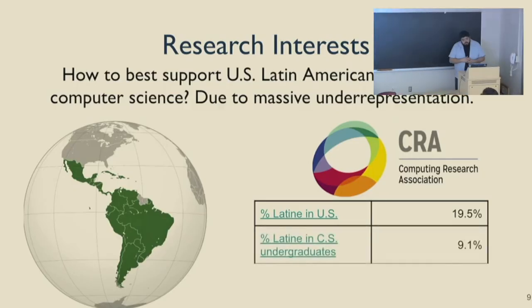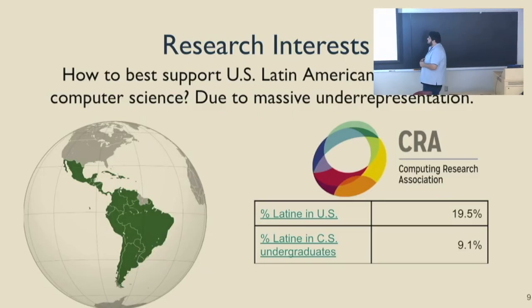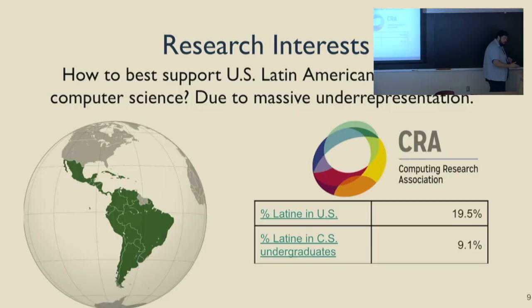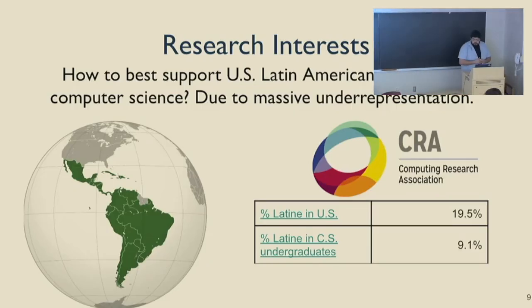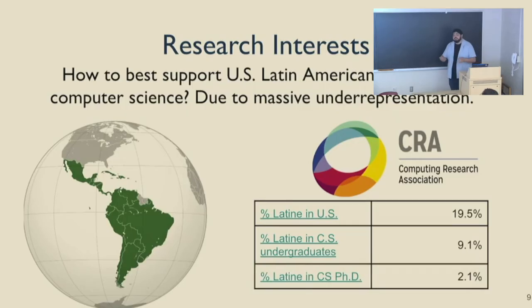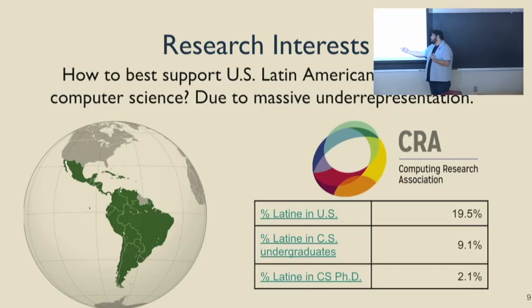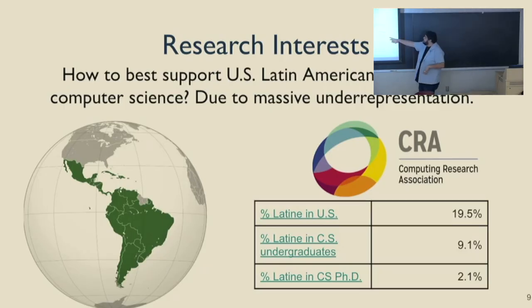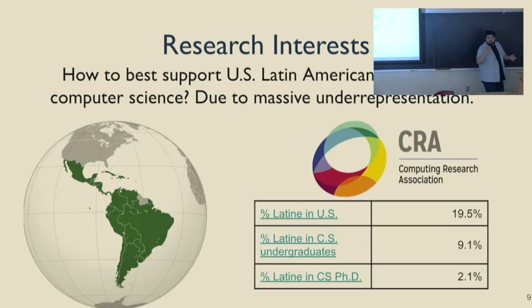But right now, the computer science undergraduates in all the United States is 9.1%. Much, much lower. Less than half. So not great, right? And then on top of that, in terms of computer science PhD students, as myself, the number of Latina students in a PhD program is 2.1%. So very, very low compared to what, quote unquote, ideally, it should be, 19.5%. A little lower, a little higher, but around that number.